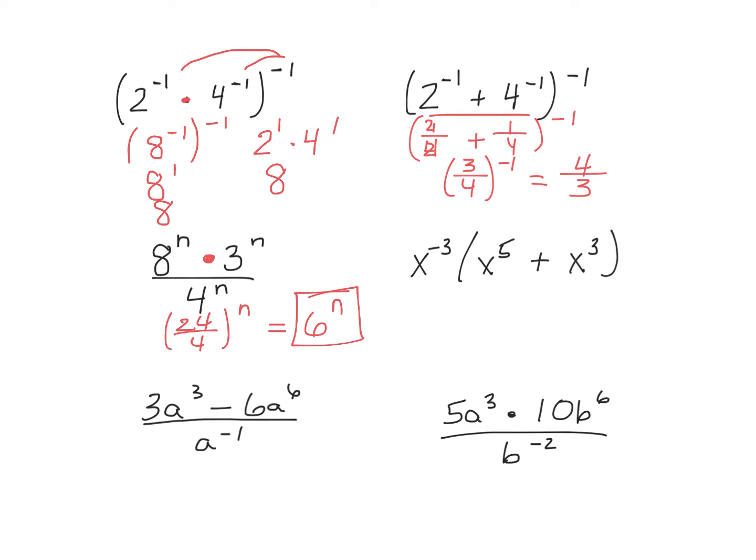The next example, looking in the parentheses, we're adding here. Nothing I can do because they're not like terms. So I would distribute. Here I'm multiplying two numbers with the same base. I'm going to keep the base and add those powers. Here I'm multiplying two numbers with the same base. I'm going to keep the base and add the powers, which is 0. Anything to the 0 power is 1. And so my final answer is x squared plus 1.